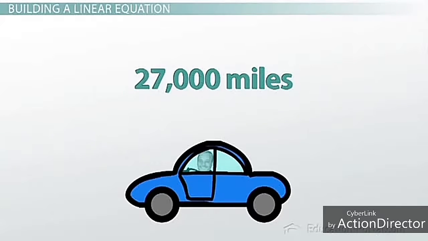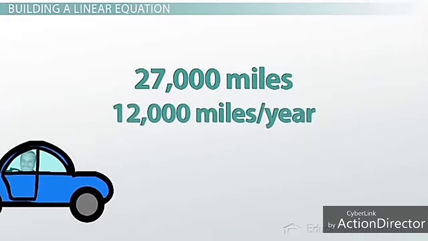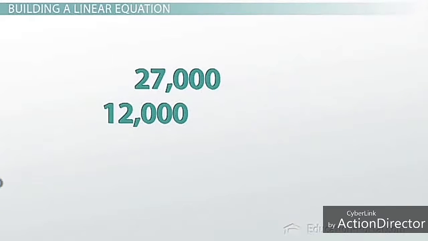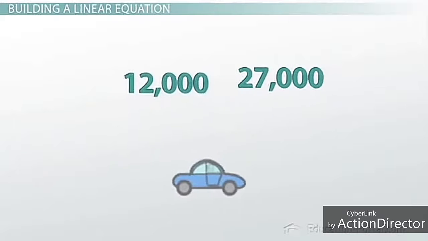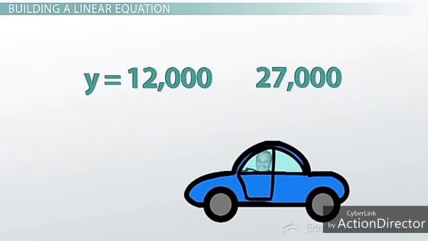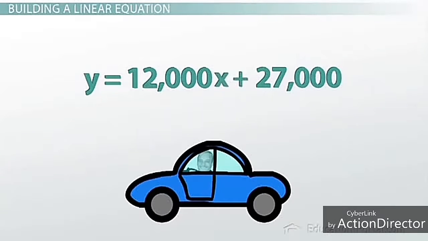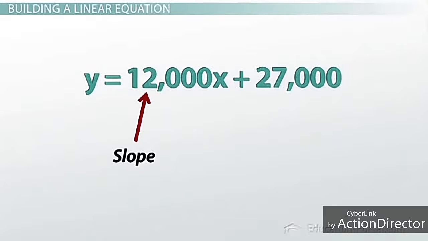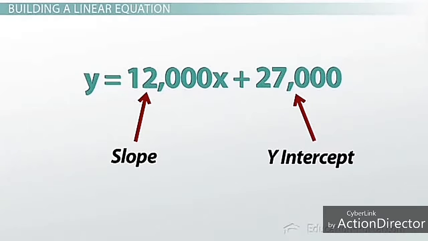It had 27,000 miles on it. And I've owned it for a while now, and every year I drive it about 12,000 more miles. And so what we end up with is a linear equation to represent the situation that looks like y equals 12,000x plus 27,000, because I drive it 12,000 more miles every year, so that's how much the pattern moves by, and the pattern began at 27,000 miles when I first bought the car.